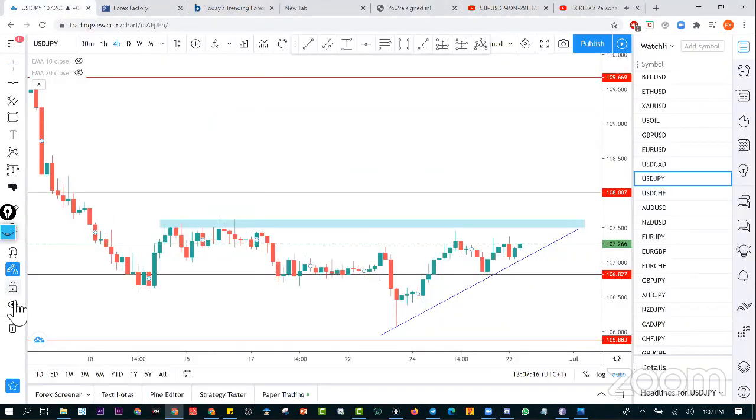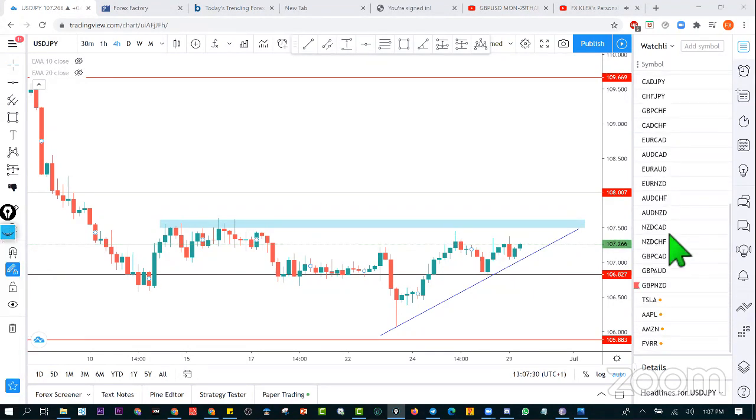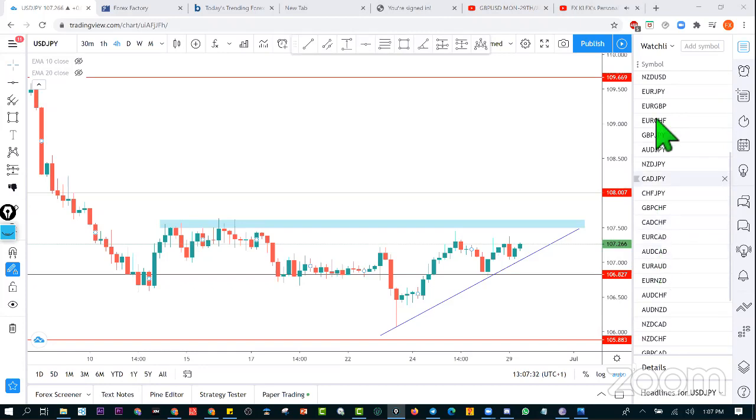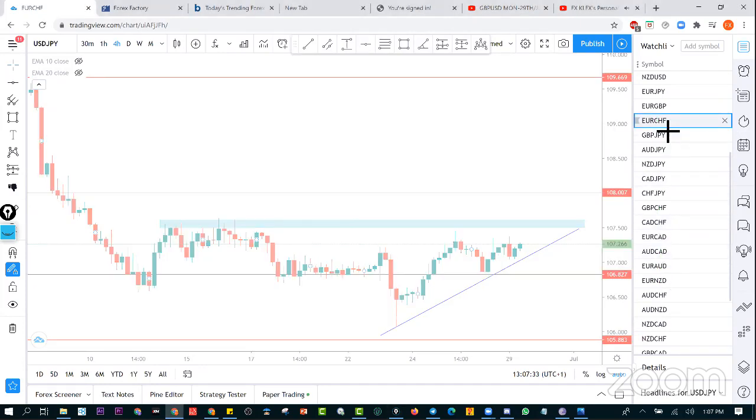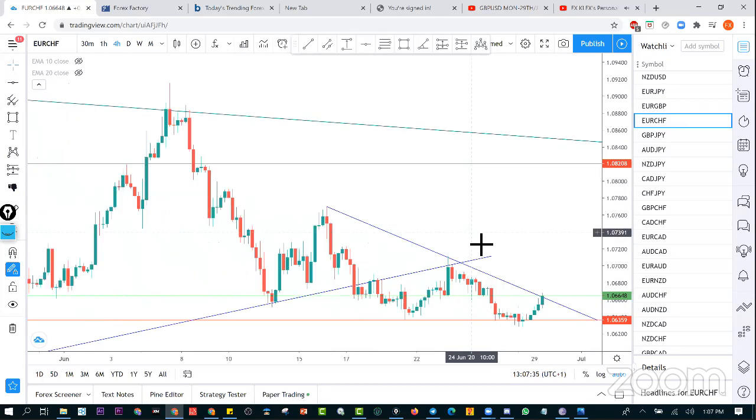So here's the chart of the USD yen. For now, I'm not interested to long right there. I'm going to patiently wait to see what the price has to do at this zone. I'm also going to show you guys other currency pairs I have on my watchlist. I think I have the euro Swiss, okay, euro Swiss.